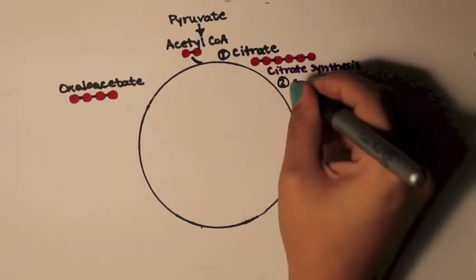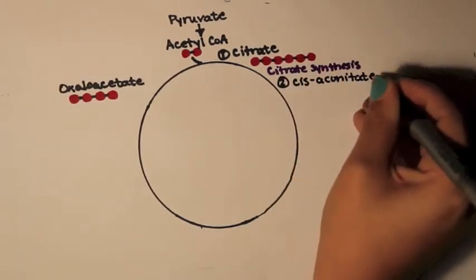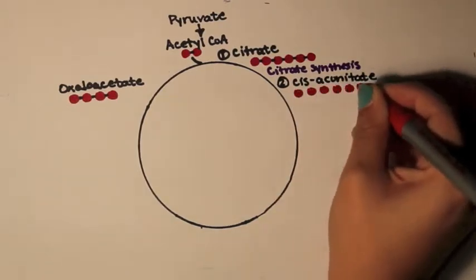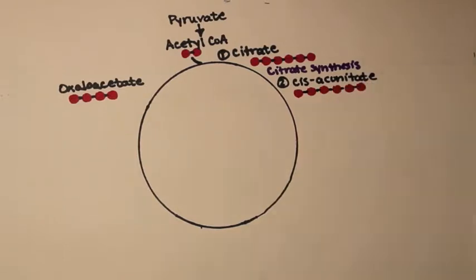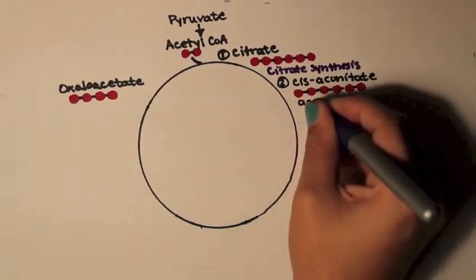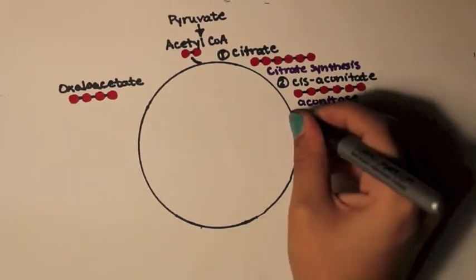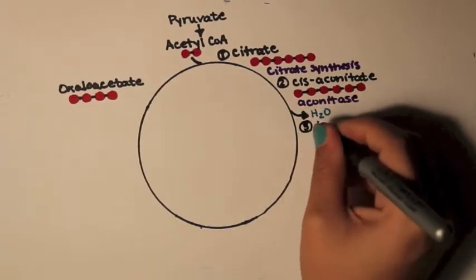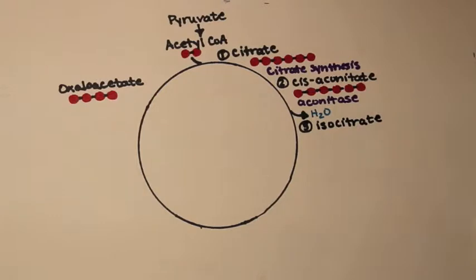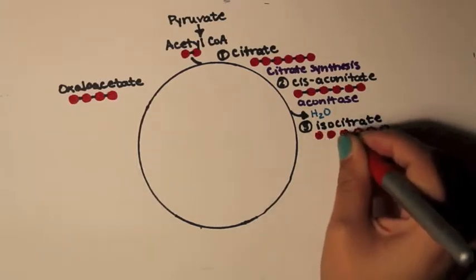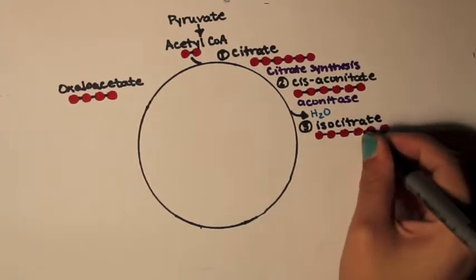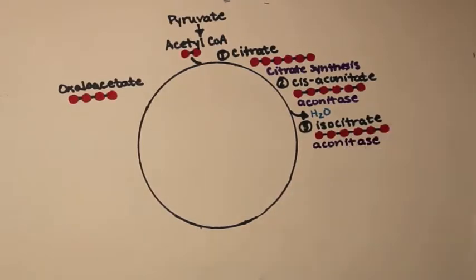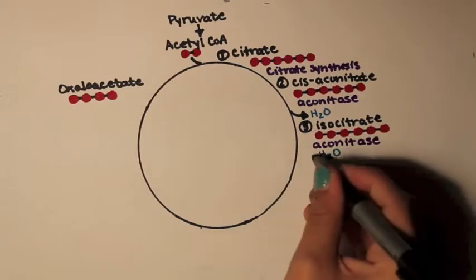In the second step, cis-aconitate is formed. This is also a 6-carbon molecule, and the enzyme aconitase is responsible for this change. Also during this step, water is released. In the third step, cis-aconitate is transformed into isocitrate, which is also a 6-carbon molecule. Aconitase is also the enzyme that makes this change. Also during this step, water enters the cycle.